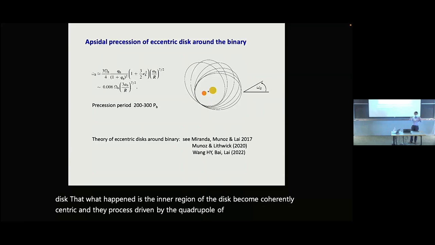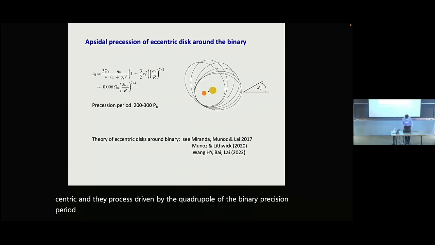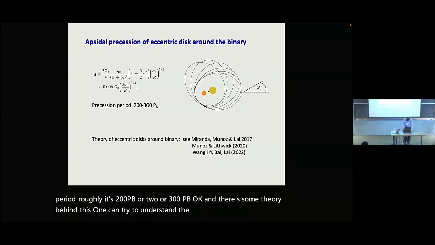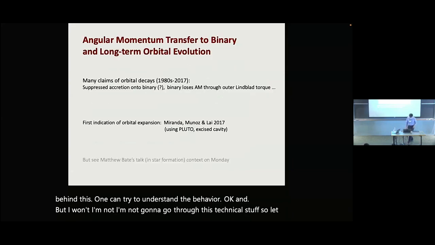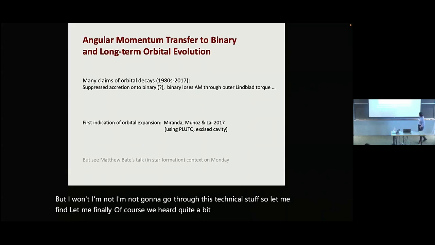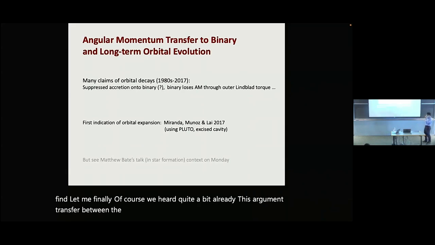The precession period is roughly 200 or 300 P_B, okay? And there's some theory behind this. One can try to understand the behavior, but I'm not going to go through this technical stuff. So then finally, of course, we heard quite a bit already about the angular momentum transfer between the binary and the disk, and the long-term orbital evolution.